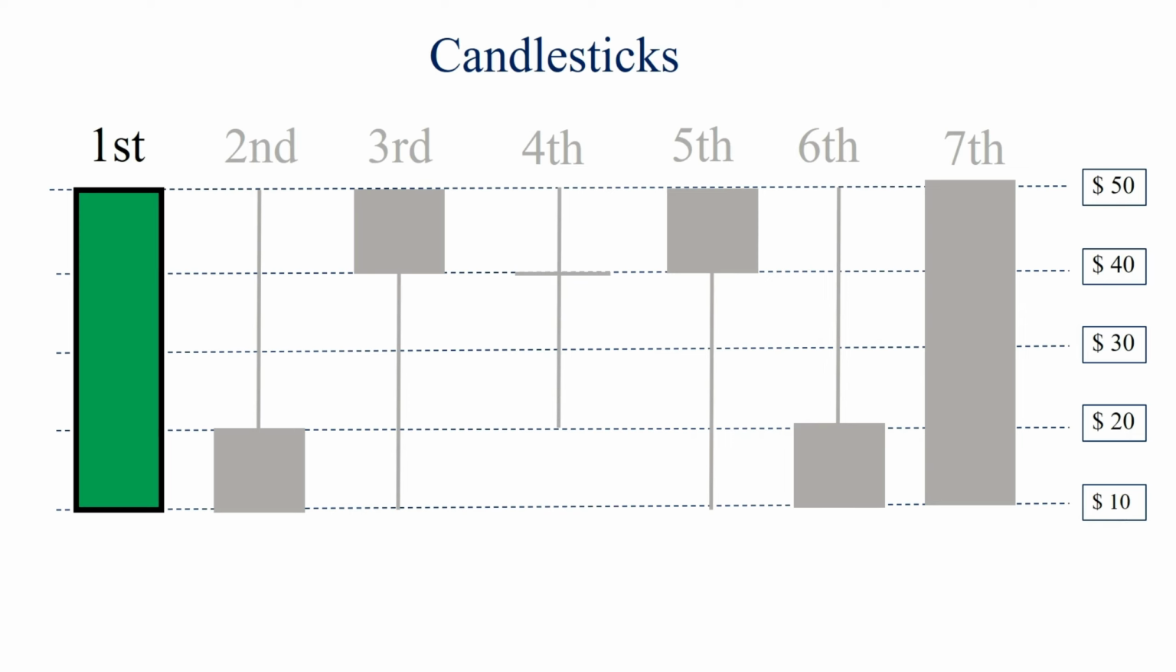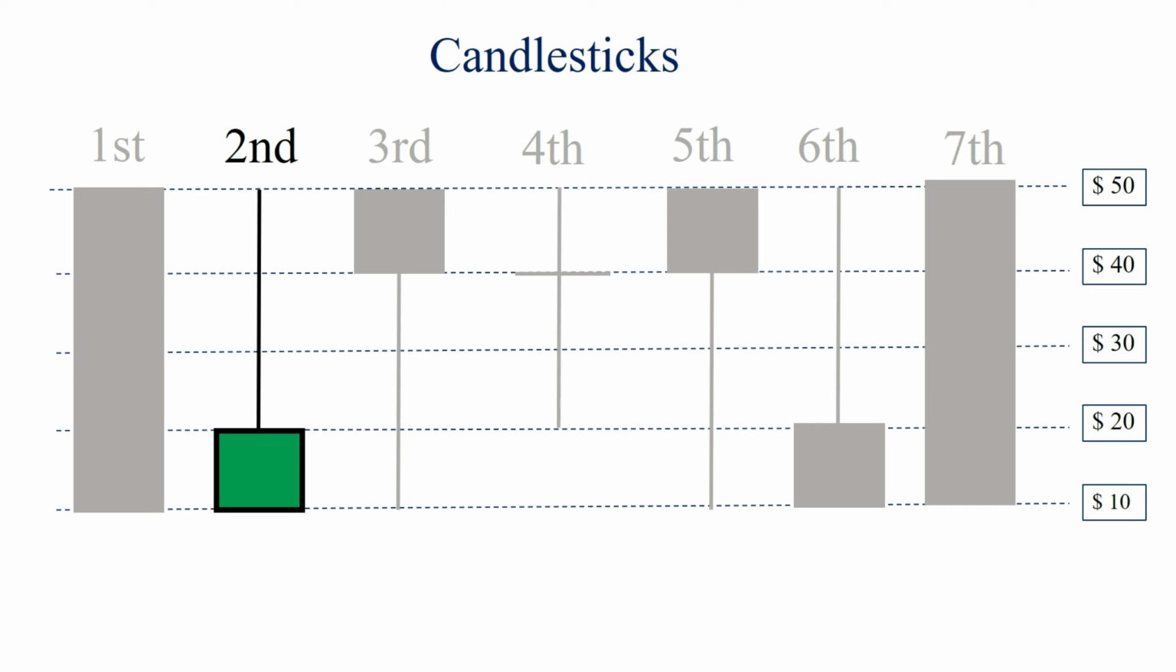And you can see that the color of body in the candle is green. It means that the closing price was higher than the opening price. And the second one is a candle whose body color is green, and it means that on that specific day, buyers were stronger than sellers, and we can see that there is a long upper shadow.